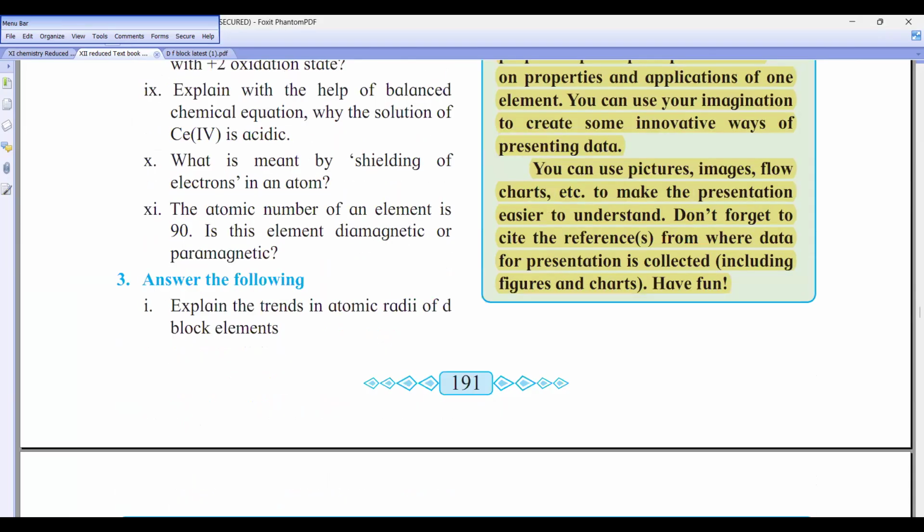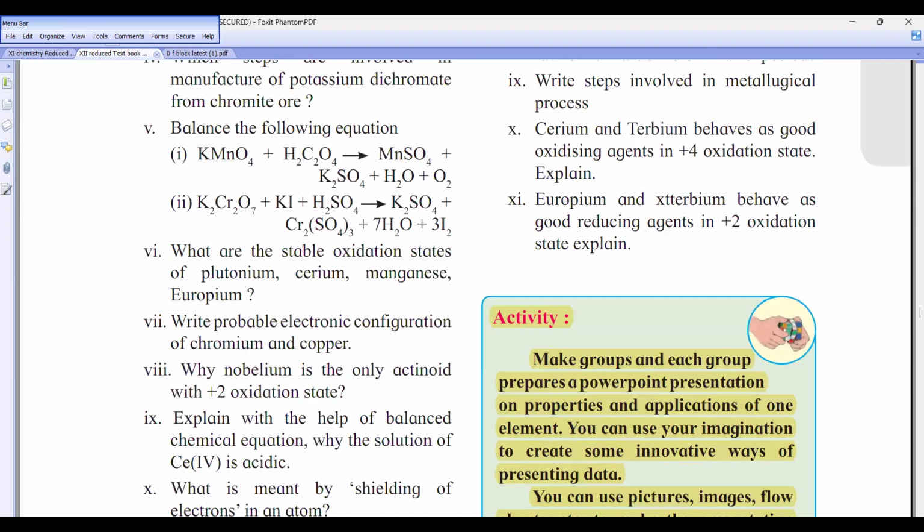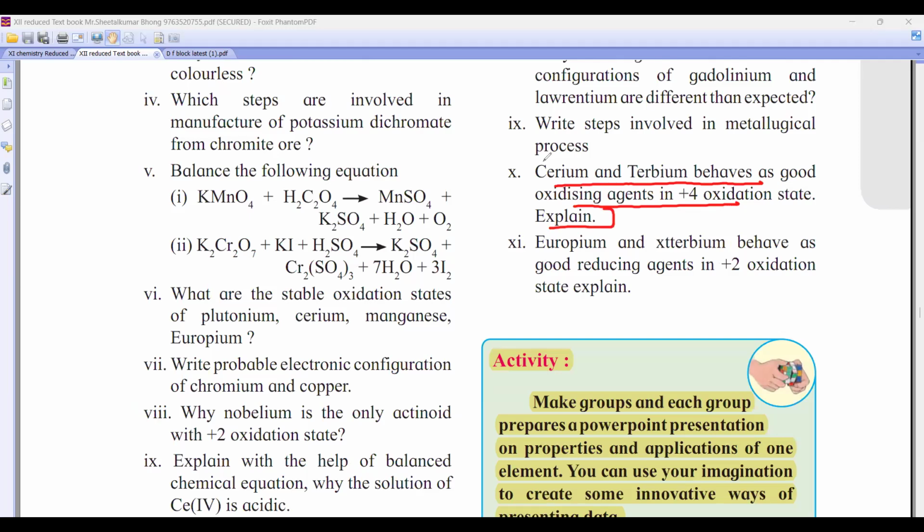In textbook page number 191. What question have they asked? Cerium and terbium behave as good oxidizing agents in +4. So what will you write, beta? It is their highest oxidation state. Therefore they will act as a strong oxidizing agent.